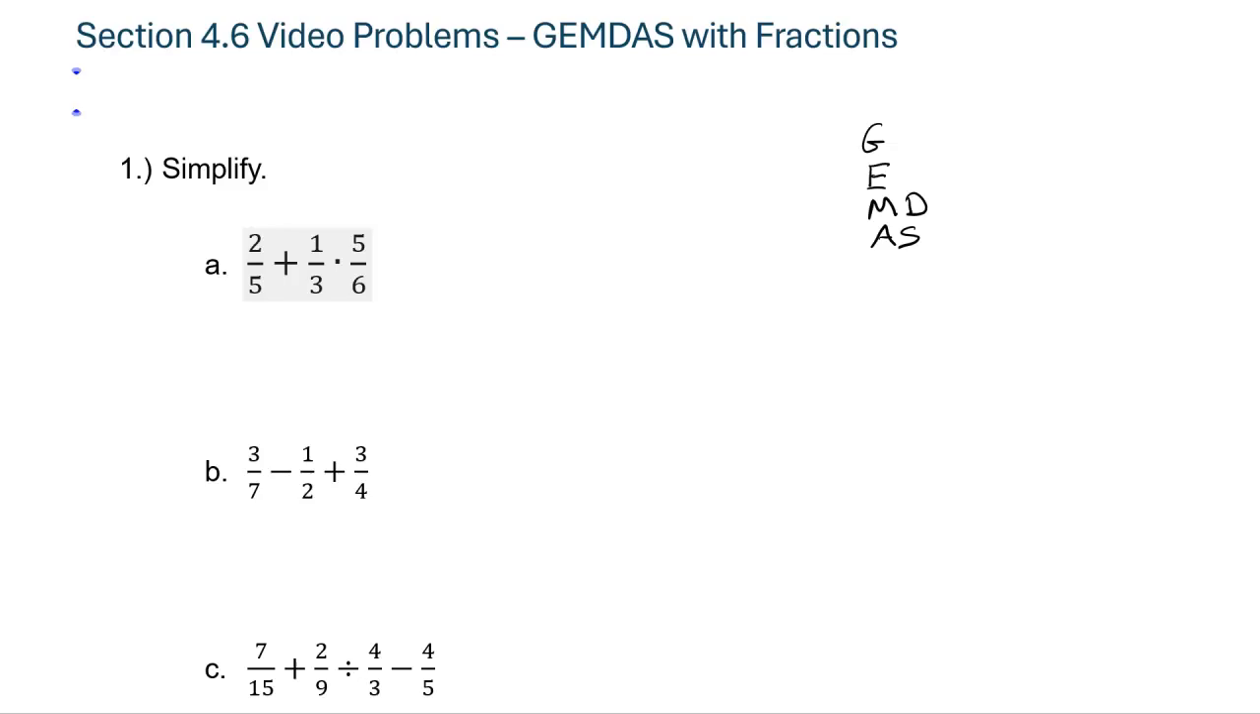Okay, so GEMDAS, again, quick review. G is for grouping. Now I use grouping instead of parentheses because grouping includes parentheses, absolute value, brackets, and then there's one I can never remember the name of. Now on this video, we will only potentially encounter parentheses and absolute value. The other ones will come later, okay? But G includes all of those, not just parentheses.